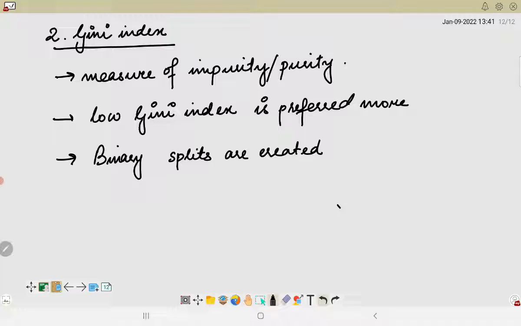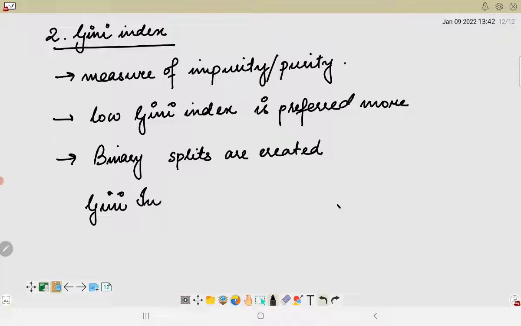So if we have to classify into two different classes, we can always go for Gini index as an attribute splitting measure. However, if we have to create multiple classes, we have to use the information gain.